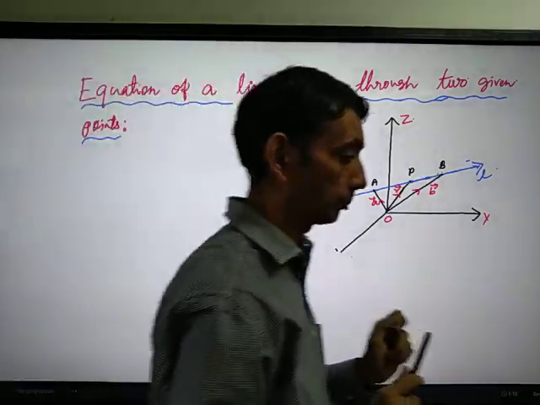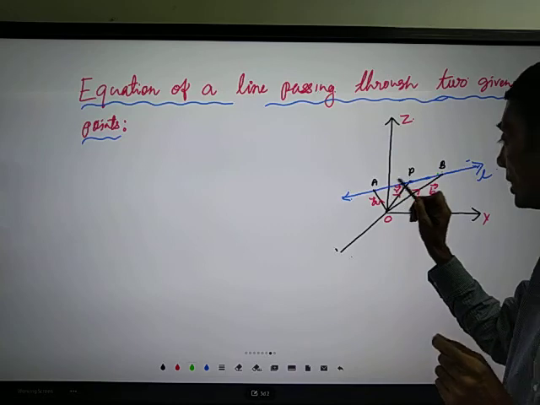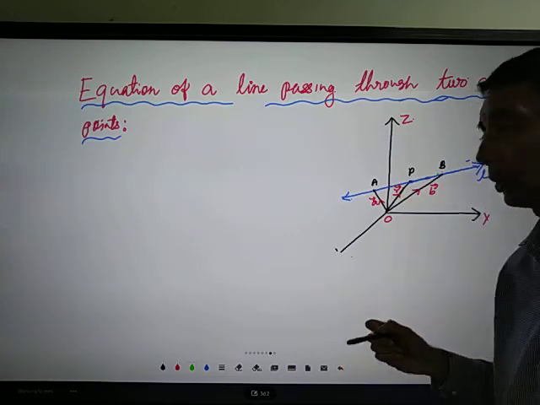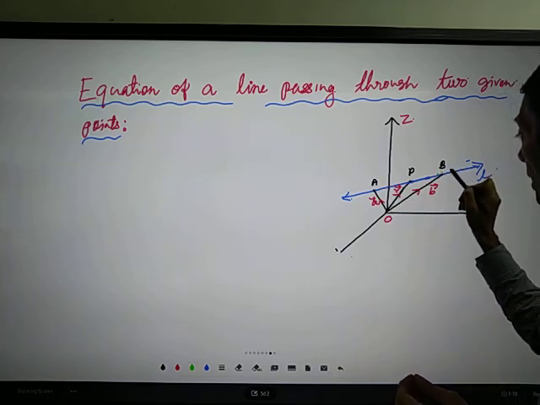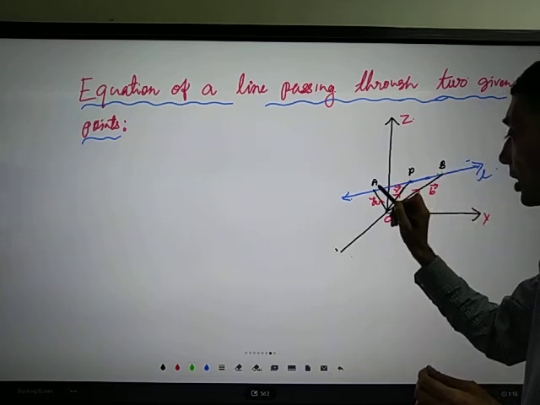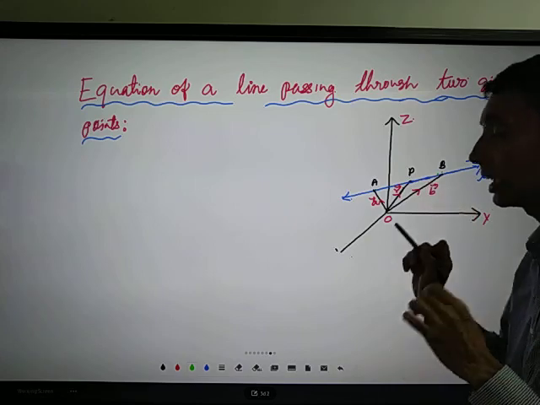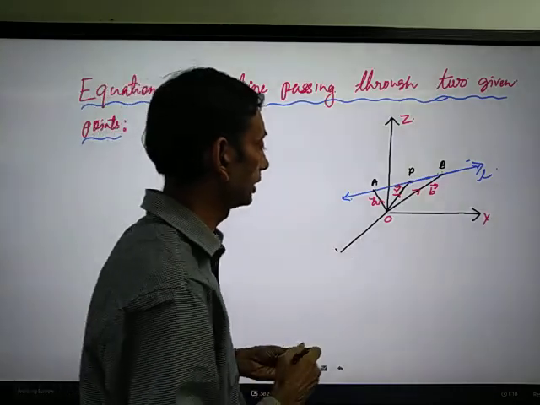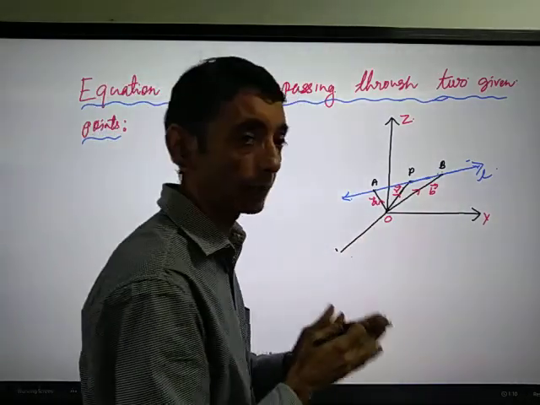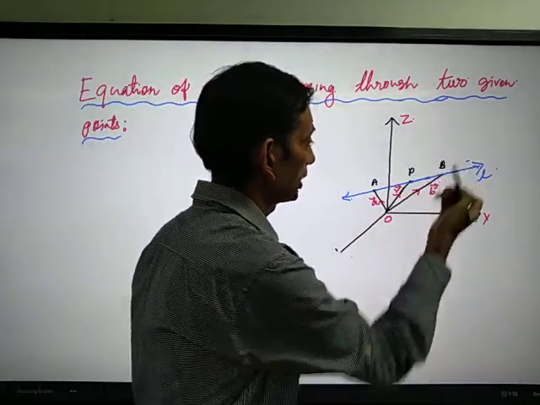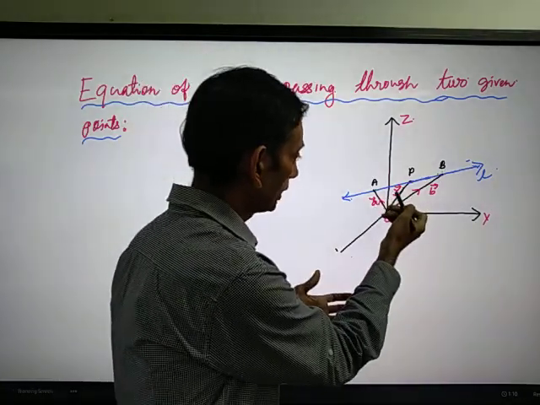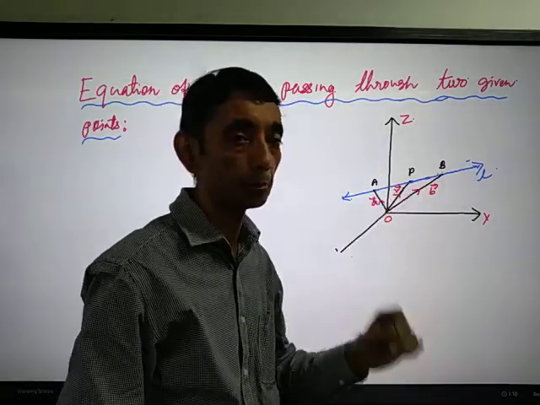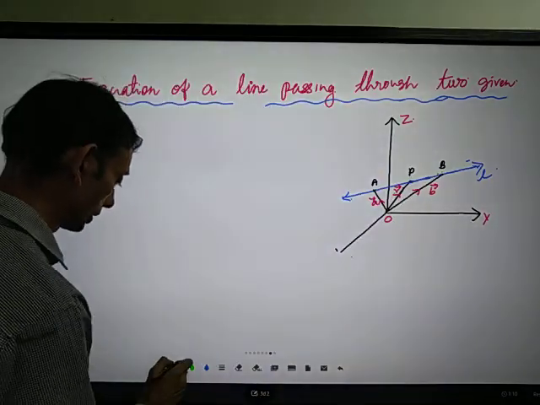From the diagram we can understand that A and B are the given fixed points, that is, the line passes through A and B. And P is any arbitrary point on the line. We assume that small a is the position vector of A, and vector b is the position vector of B, and we take r as the position vector of the arbitrarily chosen point P. So let us note these points.